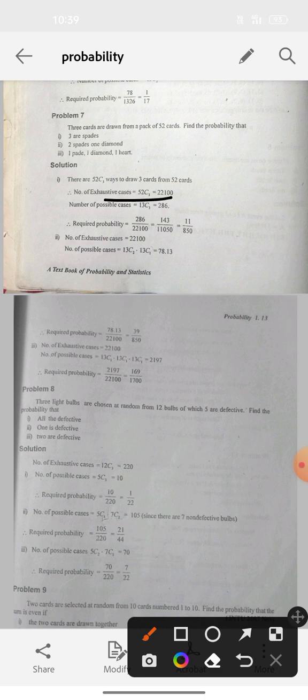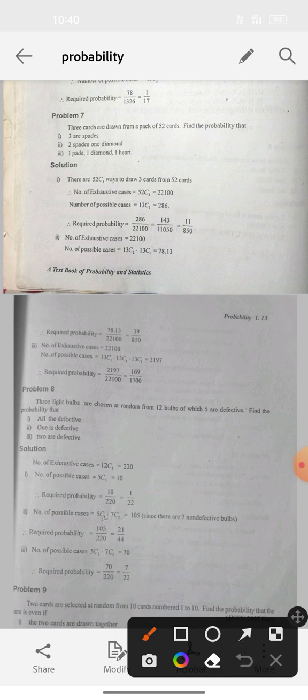So 52C3 is nothing but 22,100. Now coming to the number of possible ways. They asked us to find the probability that all 3 are spades. There are how many spades in each suit? Each suit contains 13 spades. So from 13 spades we have to select 3 cards, so 13C3. That will be the favorable cases and the other the exhaustive cases. You will divide it and you will get the required probability.